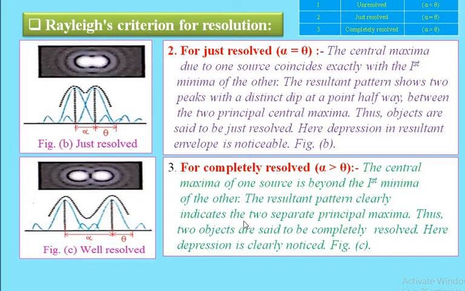The resultant pattern clearly indicates the two separate principal maxima. Here, two separate maxima are observed. Thus, two objects are said to be completely resolved. In this way, these two objects are said to be completely resolved, completely separated. Here, the depression is clearly noticed.